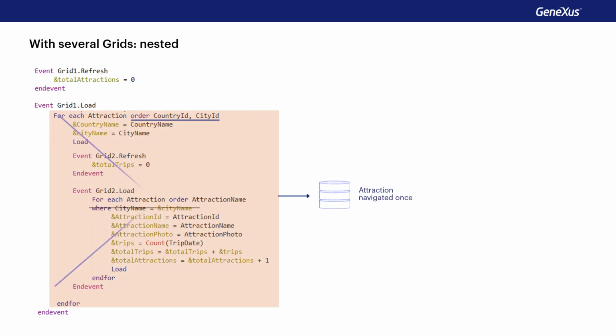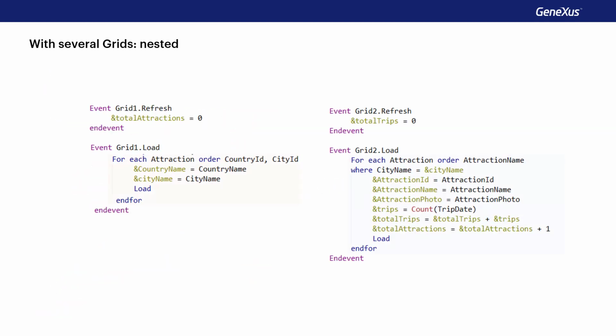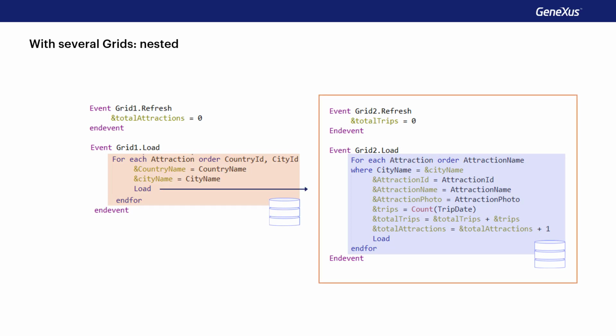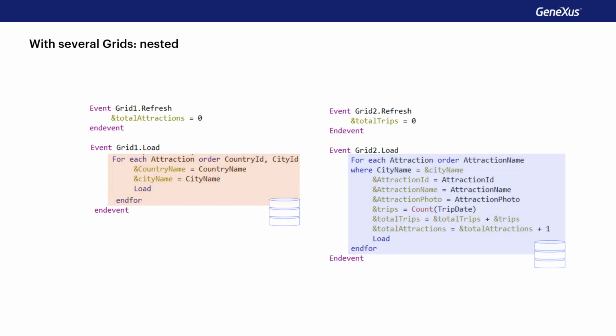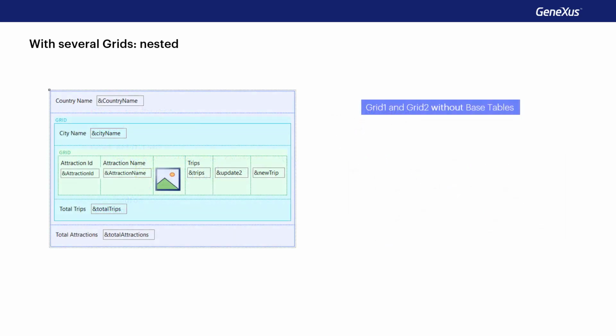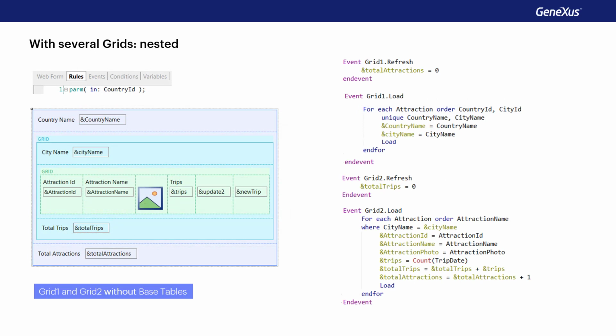This is because, as we've already mentioned, it doesn't really nest the navigations. It's as if they were 2 independent for each commands, only that from one the execution of the other is invoked, but through 2 separate queries to the database. This is the equivalent of saying that we cannot really implement a control break between 2 nested grids without base tables. The solution we have for the moment is to use, for the first for each, the unique clause. In other words, if several records in the attraction table have the same country and city, it'll keep only one of them.